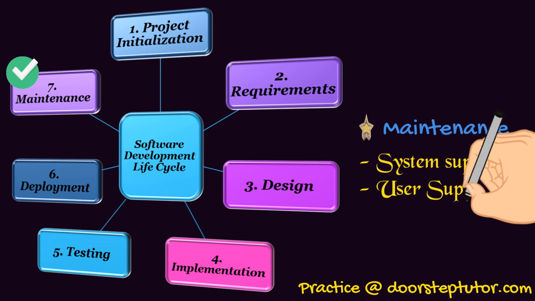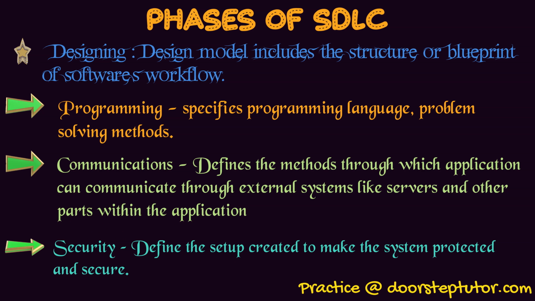Then if we are covering the platform, then again the next important thing is programming language. Which programming language will solve our problem, like C, C++, Java, whether it will be core Java or advanced Java, like PHP or ASP.NET, depending upon the requirement. So the next is communication. It defines the methods through which the application can communicate with various external systems like servers, etc. Then the next is security. Security is the major concern in every phase. So this is covered under designing.